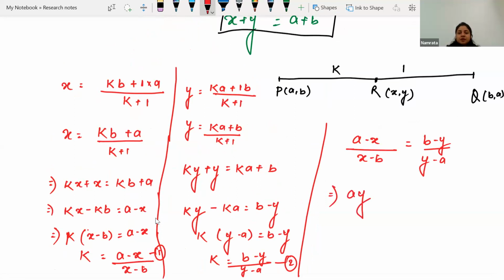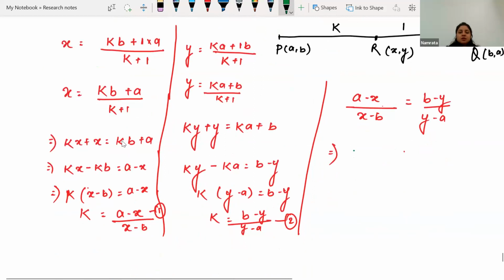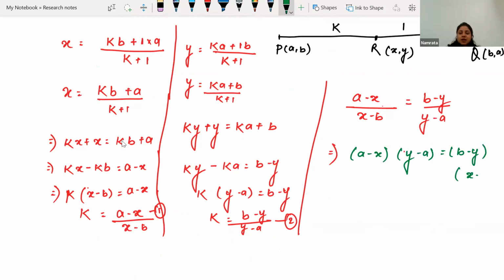So we will be having over here ay minus a square. Are you getting it, or should I keep it on one side and then do the multiplication? What we wanted to prove is x plus y is equal to a plus b. So a minus x we will multiply with y minus a, and similarly b minus y we will multiply with x minus b. Let's see what exactly we are getting.